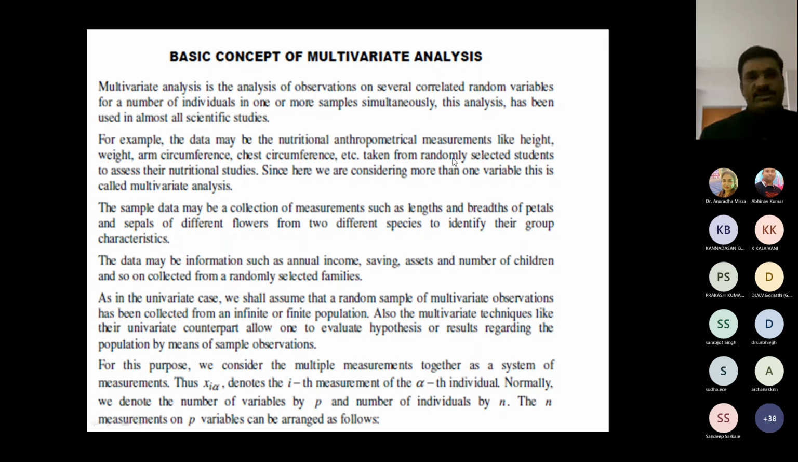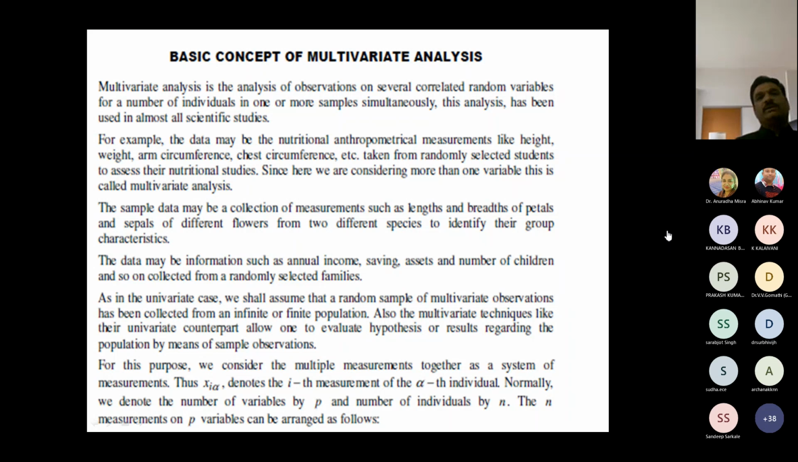Multivariate analysis is the analysis of observations on several variables, several correlated variables. This is one more important thing: if the variables are independent, then there is no use of studying multivariate analysis, because independent variables can be studied separately. So it is the analysis of several correlated random variables for a number of individuals in one or more samples simultaneously. This analysis has been used in almost all scientific studies.